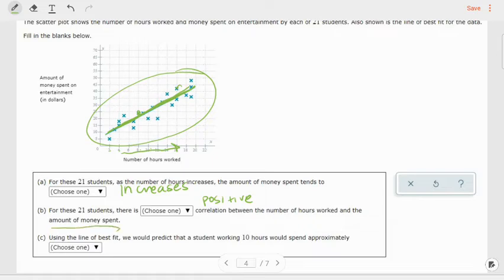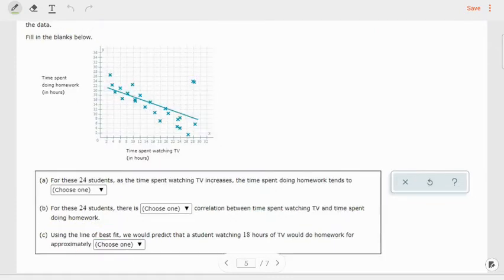So now here's the thing. Notice that it says using the line of best fit, which means I am not going to use this dot right here. Sometimes people think, oh, you just use the dot. Nope. Use the best fit line. So at 10 hours, I would predict that I would spend $25 on entertainment. So let's look at a couple more.